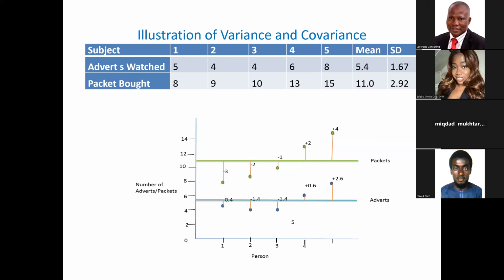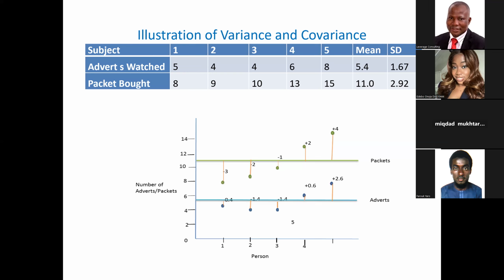In this situation, for example, for the first 3 now, the number of advert watches are below the mean, the number of packets bought will be above the mean. Can you see now? So instead of all of them pointing down, that one will be in the opposite direction. Then for these last 2, as the number of advert watches are above the mean, the number of packets will be below the mean. That one will be facing down. It means that they still covary in the opposite direction.